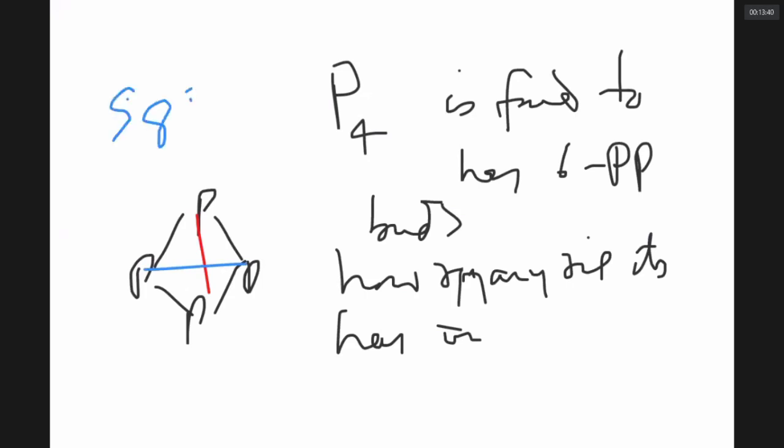SC8 is found to have 8 bonds. How many rings does it have? 1 ring. That's it. Okay? Homework. Try to find out the number of rings in camphor molecule.